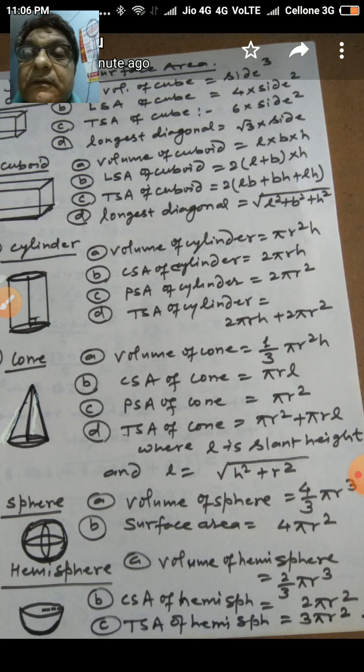Now so far as the sphere is concerned, the volume of a sphere is 4/3 pi r cube, and the surface area, which is its total surface area, because we don't say total since there is only one surface in the whole sphere, so it is simply surface area, which is equal to 4 pi r square.